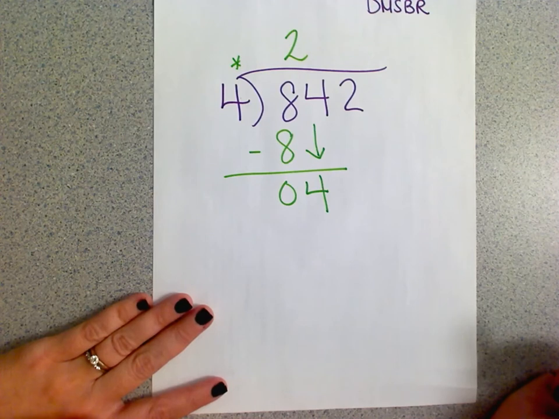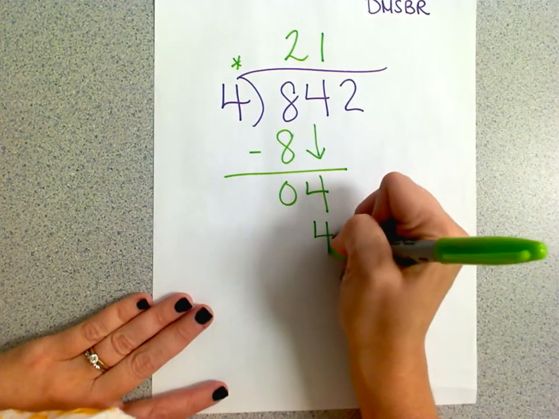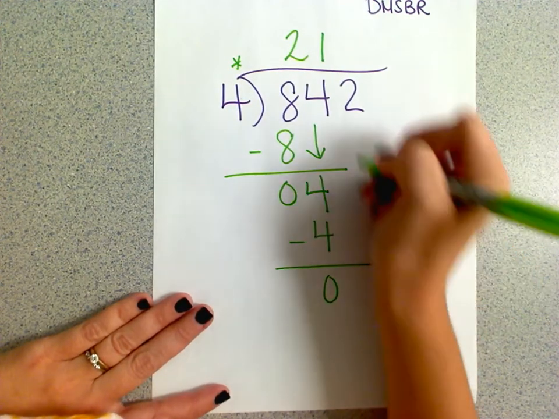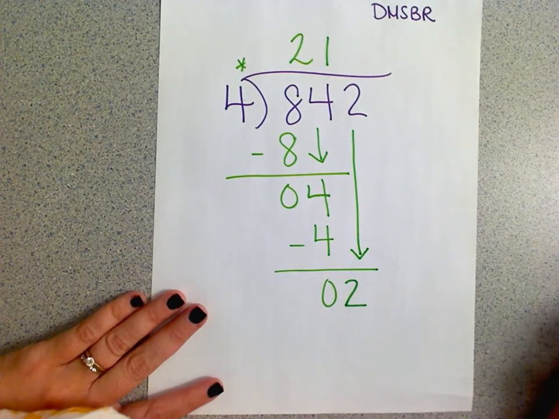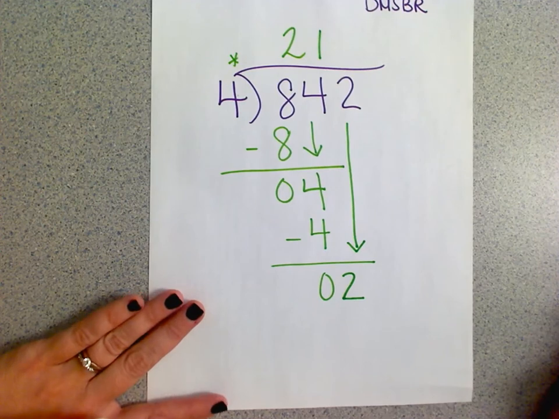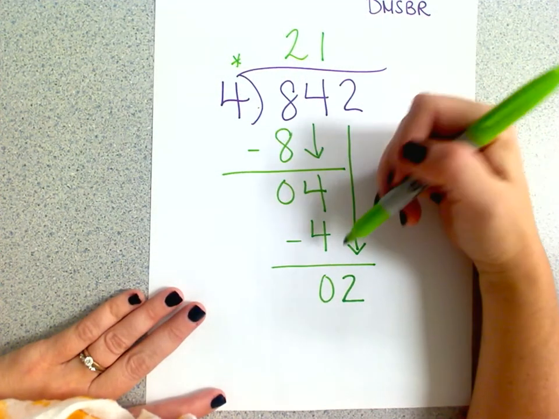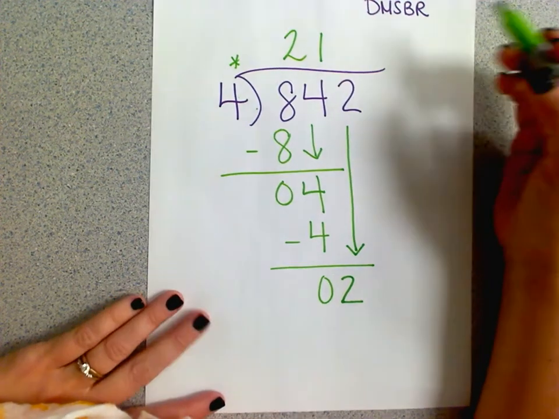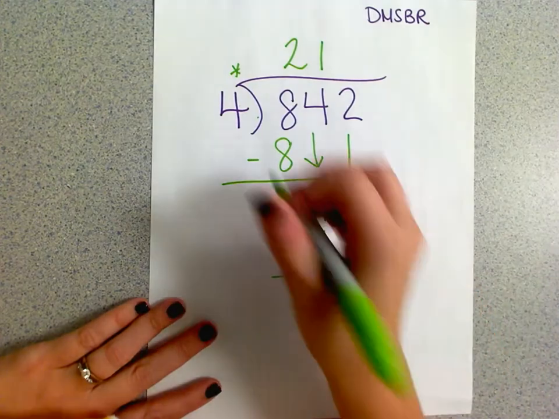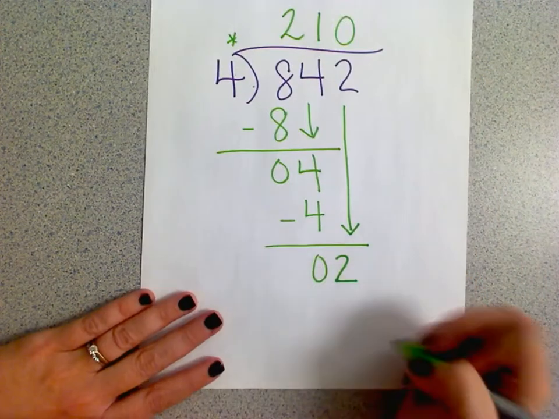Can 4 go into 4? Yes. How many times? 1. 1 times 4 is 4. Subtract. 0. Bring down. Uh-oh. This is what we thought was going to happen. We brought down a number that is less than our divisor. So 2 is less than 4. Who remembers what to do? You do. We can't skip steps. We have to say 4 goes into 2 0 times. 0 times 4 is 0.